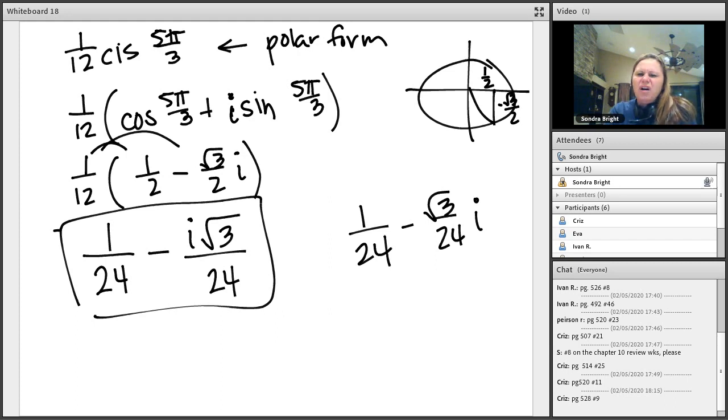It's just usually common, if there's an I and a radical, for you to stick the I in front of the rad. That's just what's typical in most math textbooks, but you can also put it in a plus bi form. All right, that was 520, number 11. Page 528, number 9.